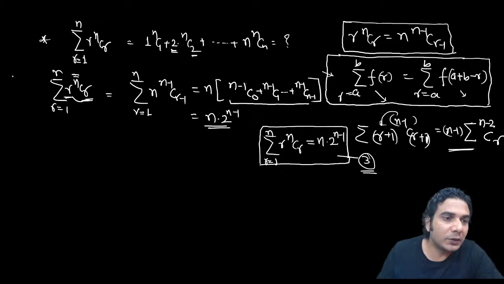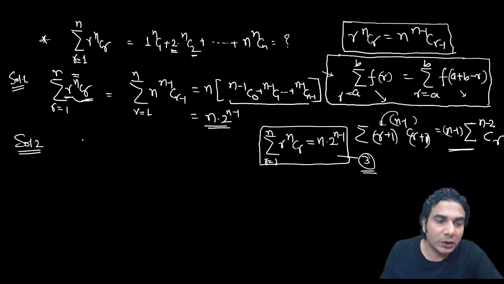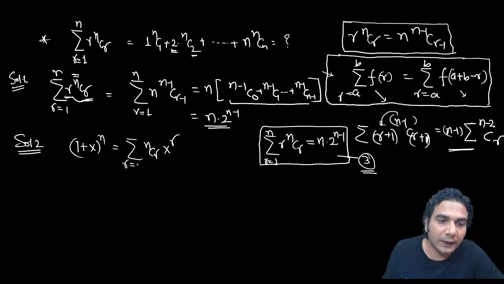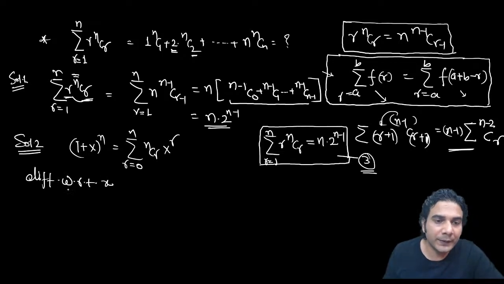Okay. So this was method 1, solution 1. Now see solution 2. I'll tell you 3 methods which you can apply. So in solution 2, we are going to start with that binomial series. What was that binomial series? That was 1 plus x raised to n, written as sigma nCr x raised to r. So this is the method of differentiation, r from 0 to n. In this, differentiate with respect to x. So both sides you can differentiate with respect to x, we will get n.